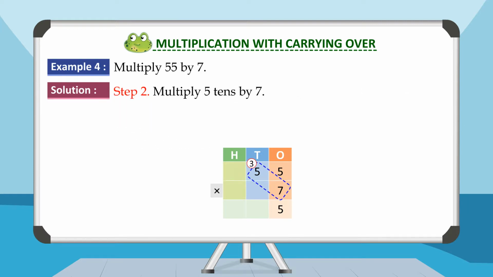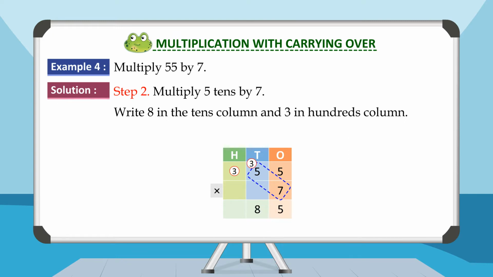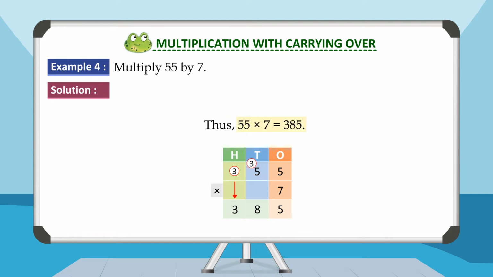Step 2. Multiply 5 tens by 7. 5 tens × 7 is equal to 35 tens. 35 tens plus 3 tens carried over is equal to 38 tens, which is equal to 3 hundreds plus 8 tens. Write 8 in the tens column and 3 in the hundreds column. Thus, 55 × 7 is equal to 385.